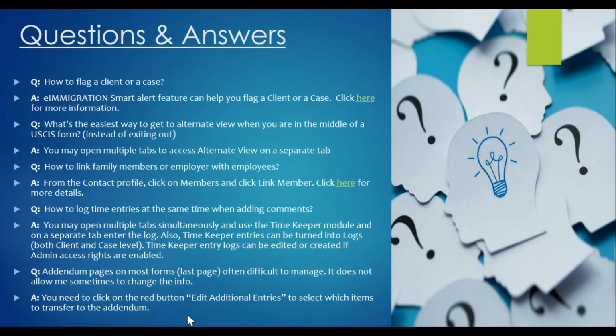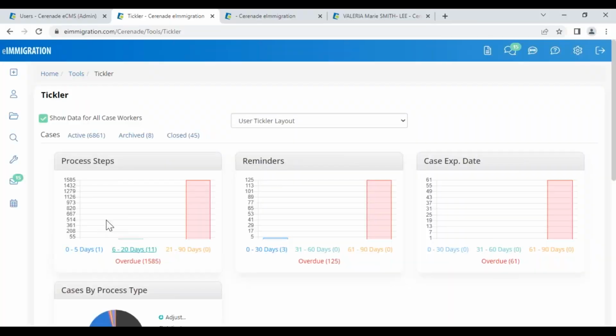These are the questions that you guys sent us prior. One of them was how to flag a client or a case. And I wanted to know what was the context of this question. Like, why do you want to flag it? Because, for example, I can flag a client because they owe money, or I want to flag a contact because we don't want to represent them. So that's also an option that you guys can do.